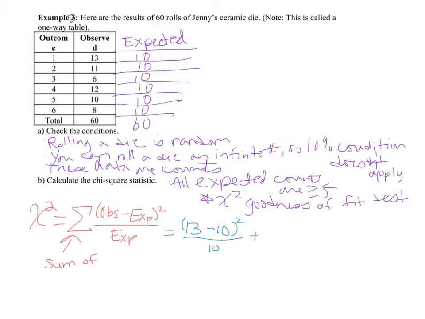We add that to the observed, which is 11. For the next one, for outcome 2, 11 minus 10 squared all over 10. So you're going to do the same thing for all of those values. Since we're first starting out, I do want you to do these by hand. There will be ways to work this out on your calculator later on with more data, but for now, I think it's okay if you do it by hand. It doesn't take that long, even though it seems like it's long.